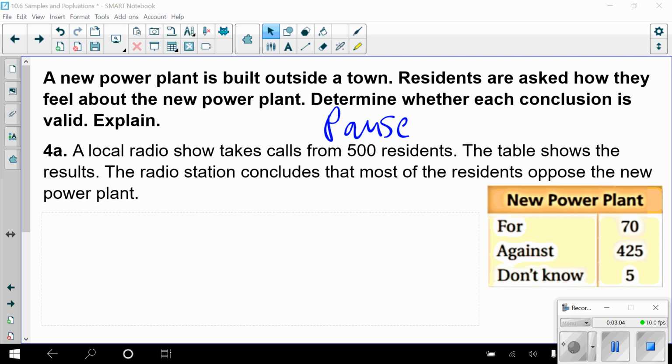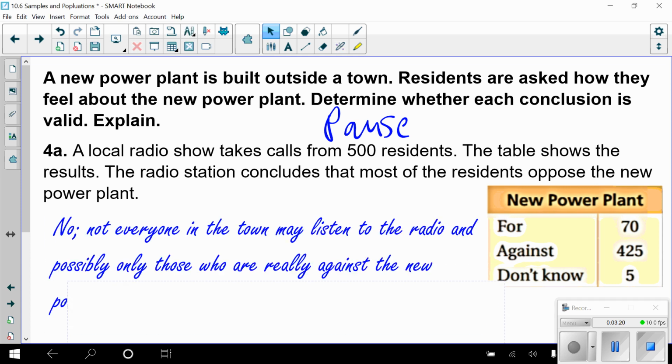A local radio show takes calls from 500 residents. The table shows the results. The radio station concludes that most of the residents oppose the new power plant. Is this a valid conclusion? The answer is no. Not everyone in the town may listen to that radio station, and also when people call into radio stations, they're usually against the plant, so they might be more likely to call the radio show.